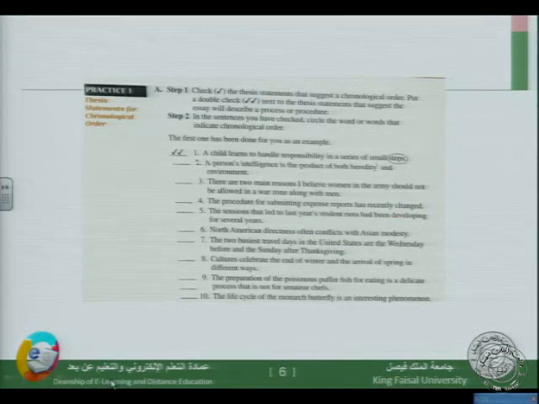Okay, let us move on. Here we have thesis statements for chronological order. We want to see which one of these sentences has a chronological order. We need to put one check for the thesis statement that suggests a chronological order, but a double check next to the thesis statement that suggests the essay will describe a process or procedure. So we have chronological order, and we have process or procedure.